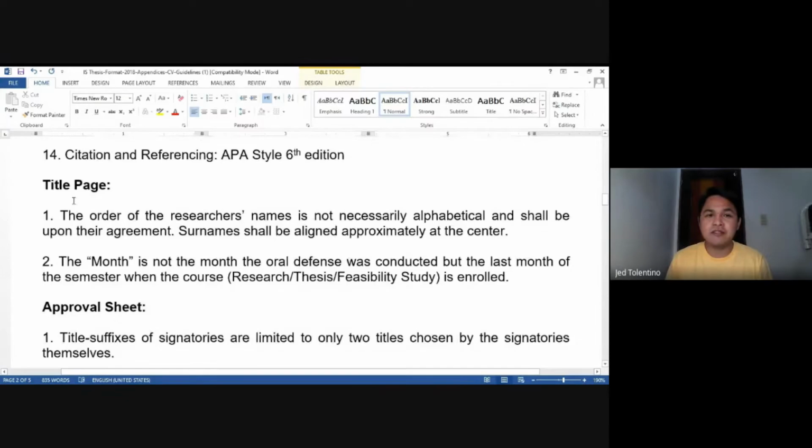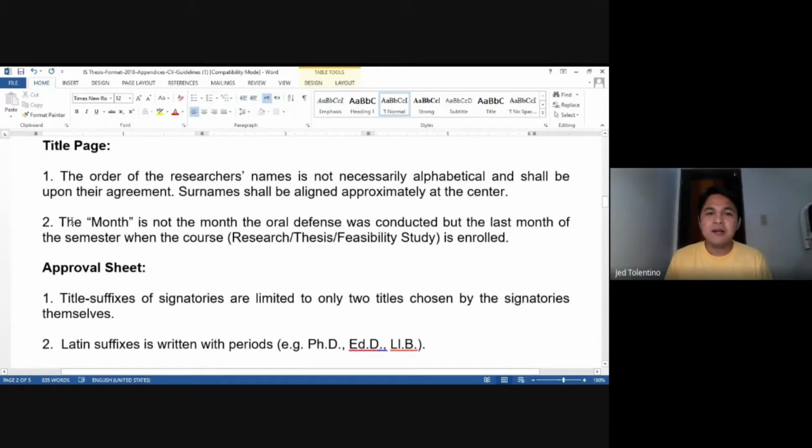Again, let's start with the title page. The order of the researchers' names is not necessarily alphabetical and shall be upon their agreement. So, bahala kayo kung sinong mauuna. Pero usually, alphabetical yung ginagamit natin. Surname shall be aligned approximately at the center. The month is not the month the oral defense was conducted, but the last month of the semester when the course is enrolled. So, kung kailan siya in-enroll, yun ang nilalagay na buwan, hindi yung oral defense.